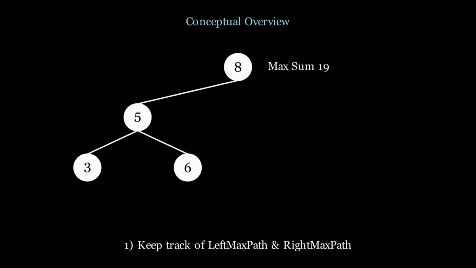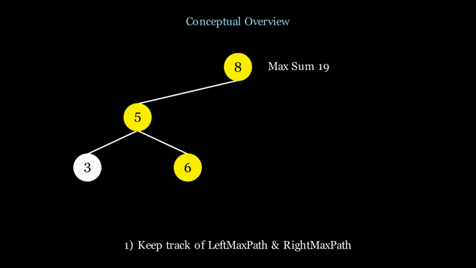So before we start with the main algorithm, I just want to go over a conceptual overview with a couple of different edge cases and examples so you can truly understand what the algorithm is going to do. Let's look at the first example. In this case, we have nodes 8, 5, 3, and 6, and the maximum path is 19. You take 8, 5, and 6.